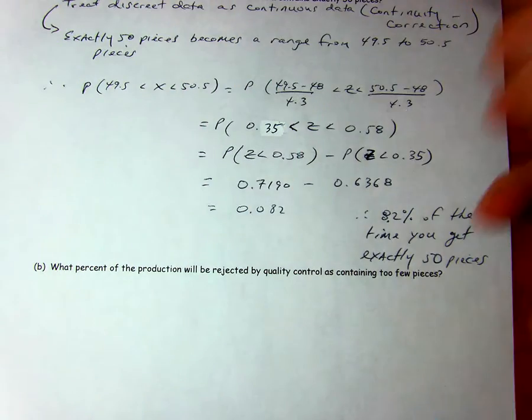This is an example. Again, this is discrete data. The number of chocolates is only integer values. You don't get decimals, so this is the only way we can get around it.